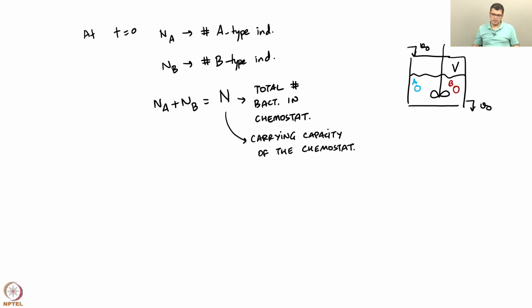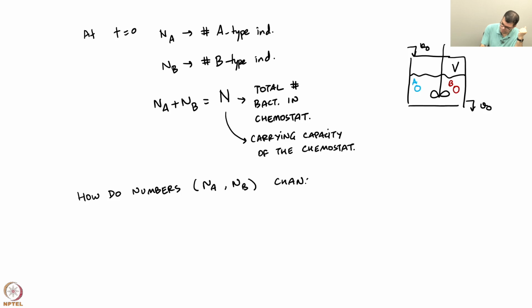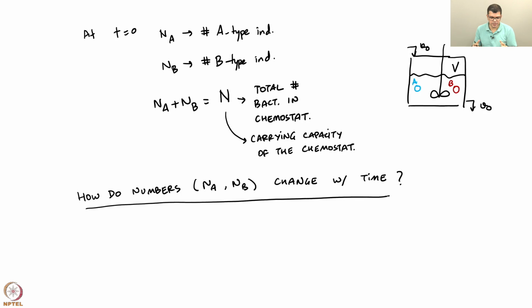So, what this means is that we are starting at the steady state of the chemostat, where it could not possibly have any more number of individuals. It is completely occupied by A and B type bacteria that are occupying it. These numbers could be anything, and what we want to understand is that how do numbers, which means Na and Nb, change with time as we move forward?